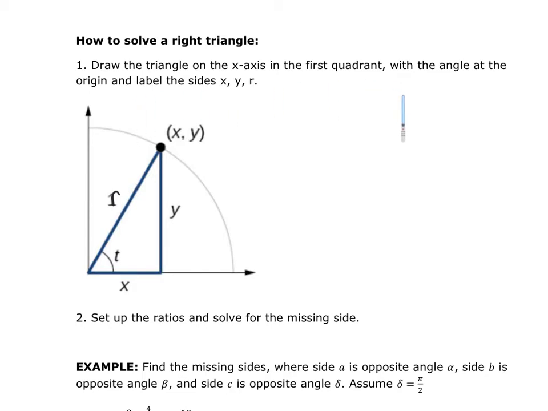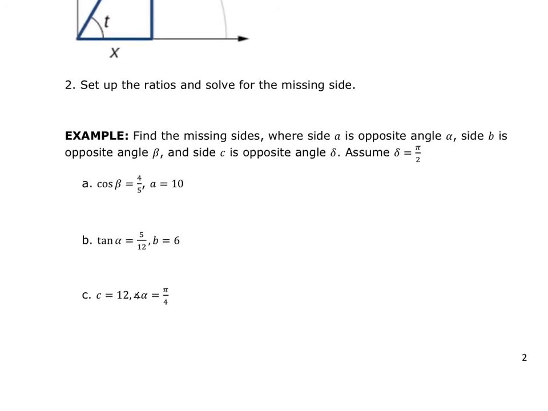After I have set it up in the first quadrant, my origin is where I put the given angle. So if I have a given angle, I always put it down here at the origin. Then I set up the ratios to solve for the missing sides. So let's go through a couple of examples.